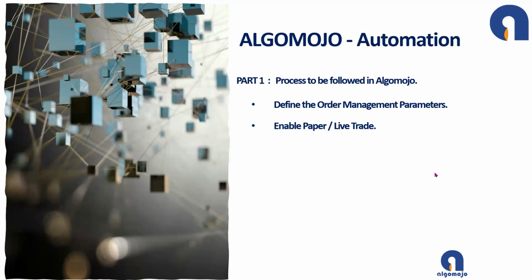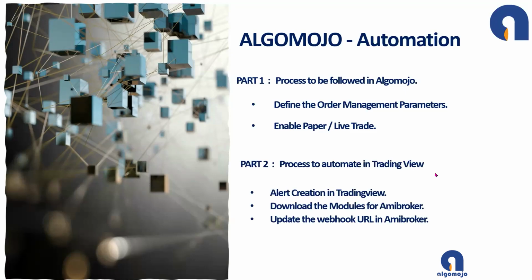Now, when it comes to automation, it happens in two parts. First is what we do in terms of setting up the Algomojo platform, and then we get into the charting platform. So, before we get into that, let's look at the platform. So you define what it is that you want to trade in Algomojo, and then go to your charting tool and do the setup. Say if it's TradingView, then you have to create an alert. If it's MetaTrader, you have to install a bridge and then add the necessary modules, which is all provided by us. And in both cases, you will need to use the webhook URL.